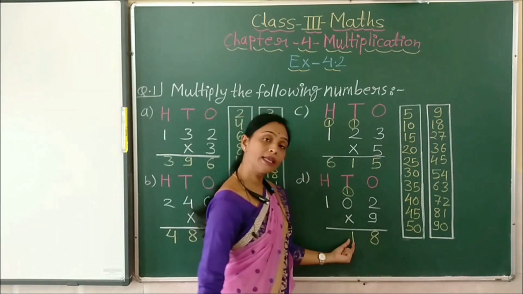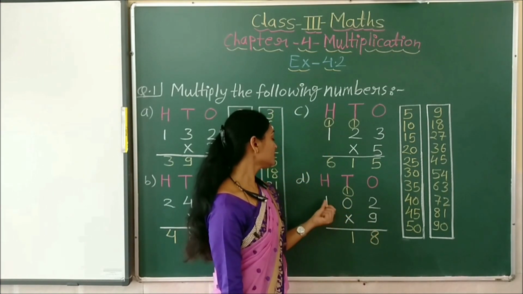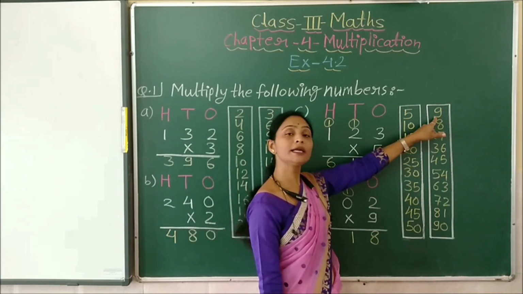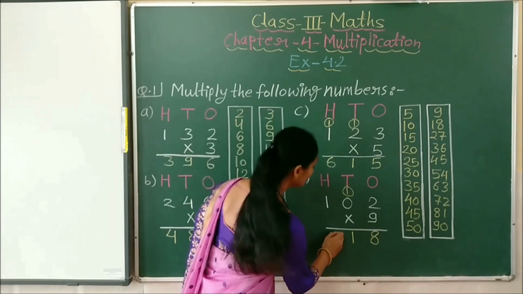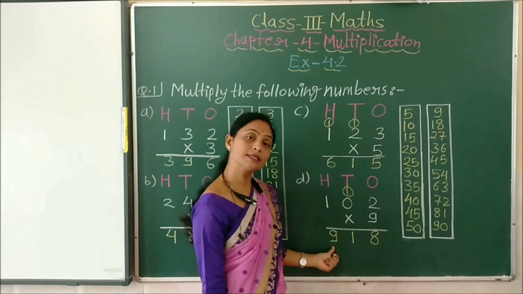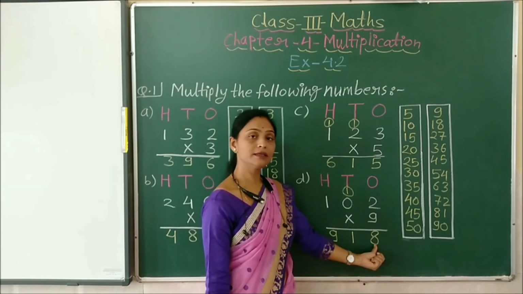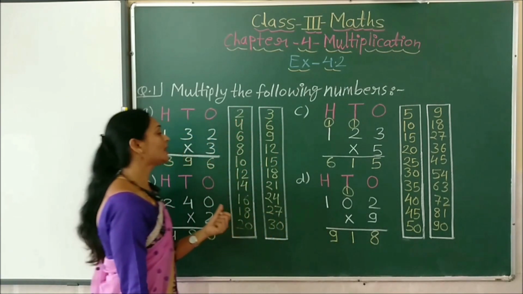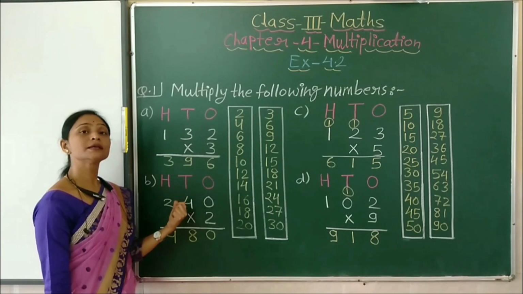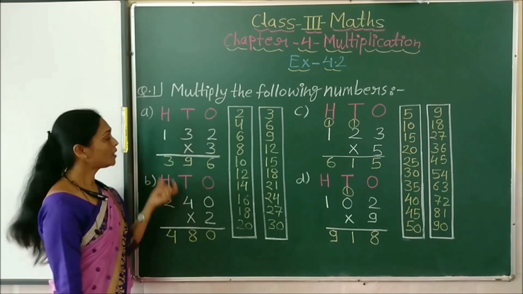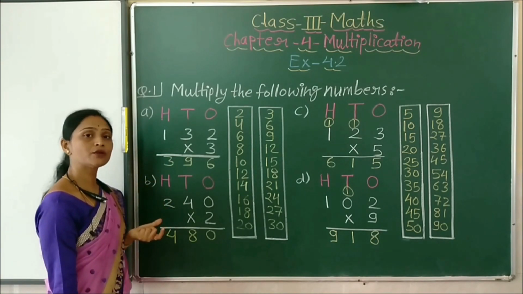So 0 plus 1, how much? It is 1. Now 9 we have to multiply with this 1. So 9's table only 1 time. 9 ones are 9 only. So here we will write this 9. So which number we got? 980. Yes. So this way we have solved these 4 questions which have 3-digit numbers. Now we will solve the next question of this exercise.